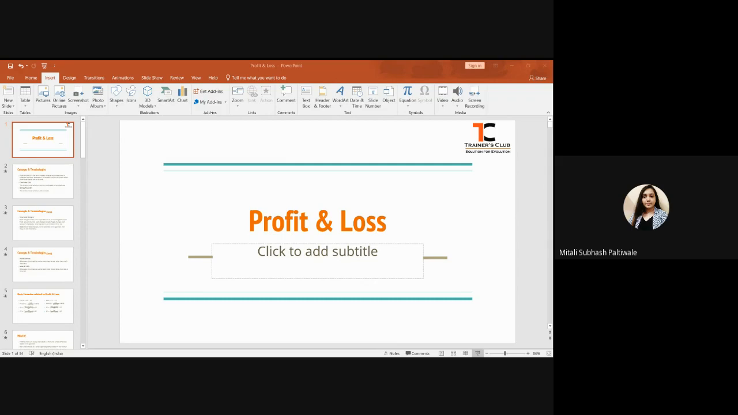Okay, now let's move a little more ahead with the basic terminologies and basic formulas related to profit and loss. Profit is equal to SP minus CP, selling price minus cost price, just to know how much profit you have earned. Loss has the formula CP minus SP. Profit percent is equal to profit by cost price into 100%.